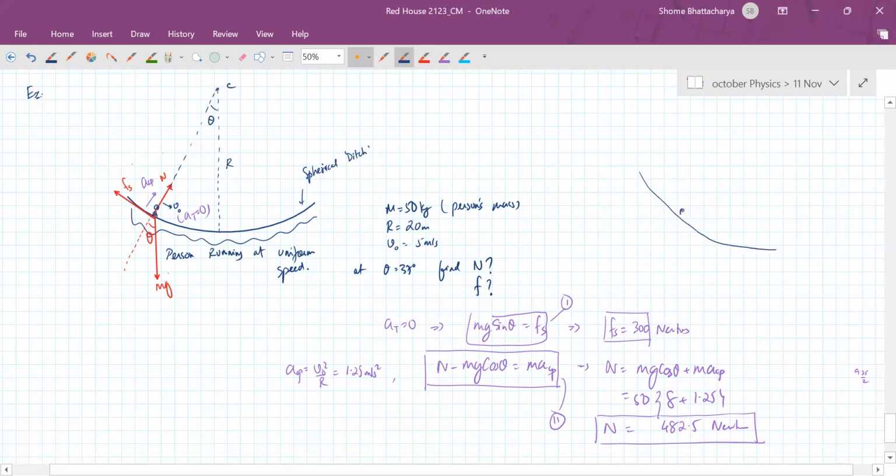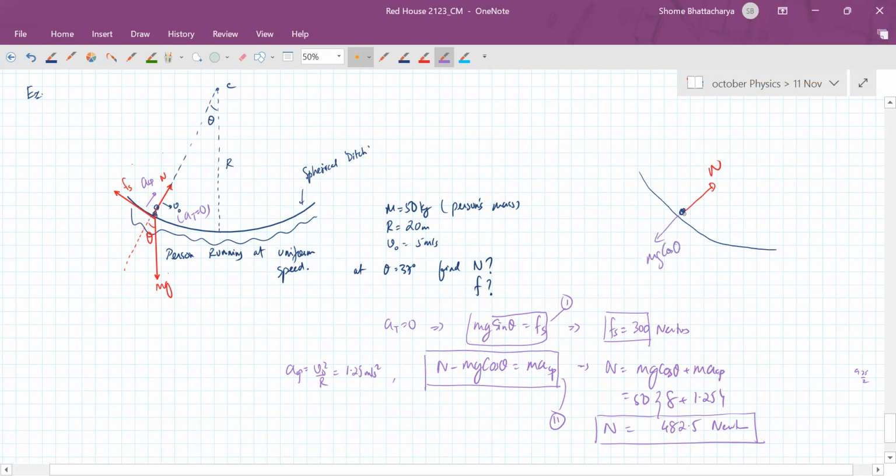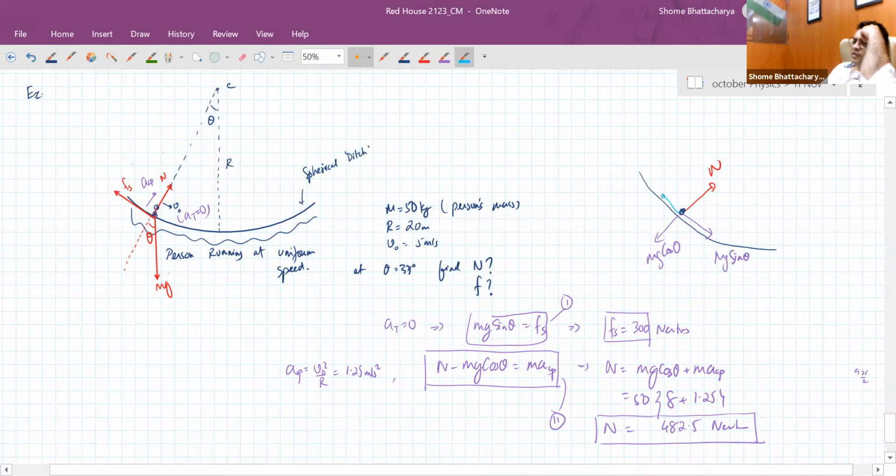Yes. So if you break these forces into components, you can see normal reaction is acting towards the center directly, but mg's components are what? Mg's one component is mg cos theta like this. The other component is mg sin theta. So mg sin theta component friction has to cancel so that there is no tangential acceleration. But N and this mg cos theta are such that it's having an acceleration in this direction. So N has to be greater than mg cos theta by a factor of mass into centripetal acceleration.